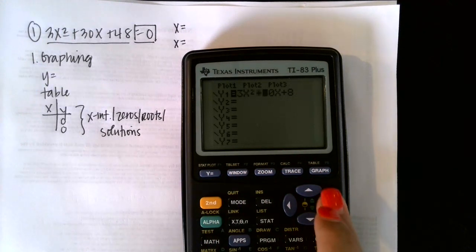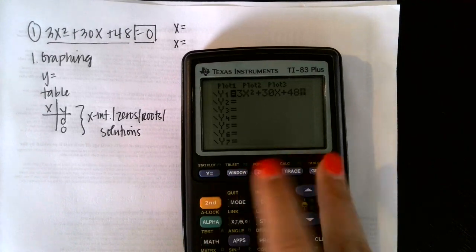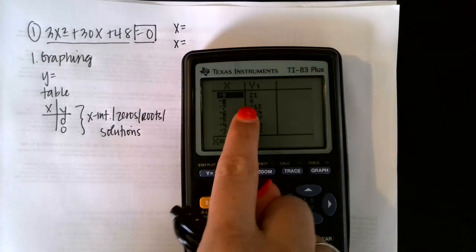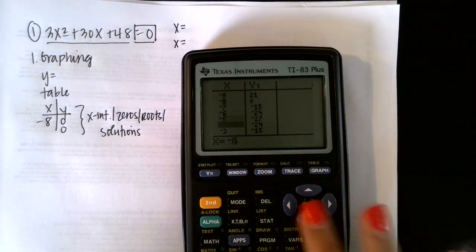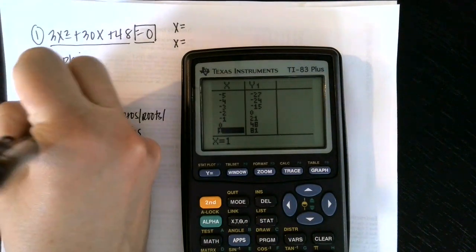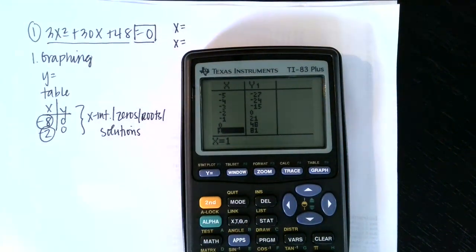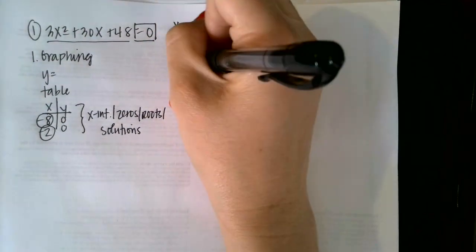Oops, I put this in incorrectly. Blunder. 48. Okay, my first one is at x equals -8. My second solution is at x equals -2. So those would be my two answers. Those would be my two solutions. But I also taught you guys a couple other ways that you can use to solve quadratic functions.